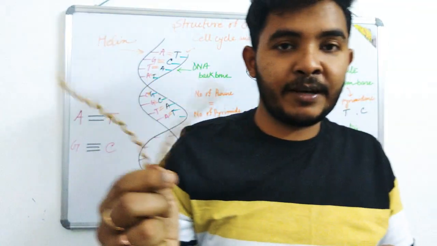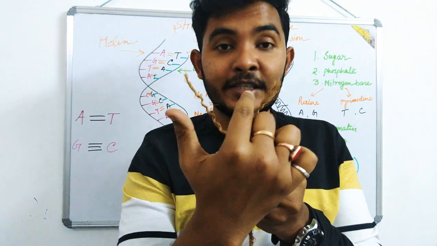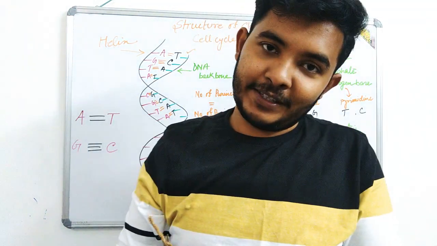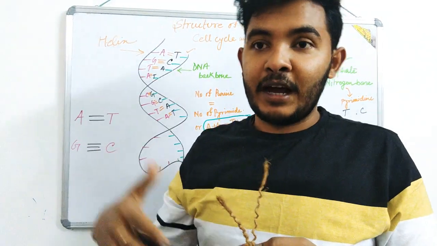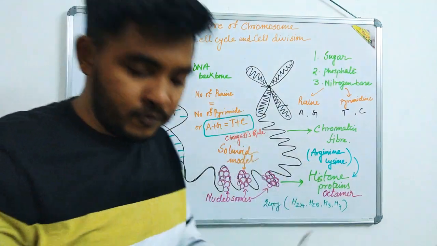You can take this as an example. These are the two helices, and in between there remain these staircases, or simply the nitrogen bases bonded with these hydrogen bonds. Okay, so without wasting any time, I am going to go forward.